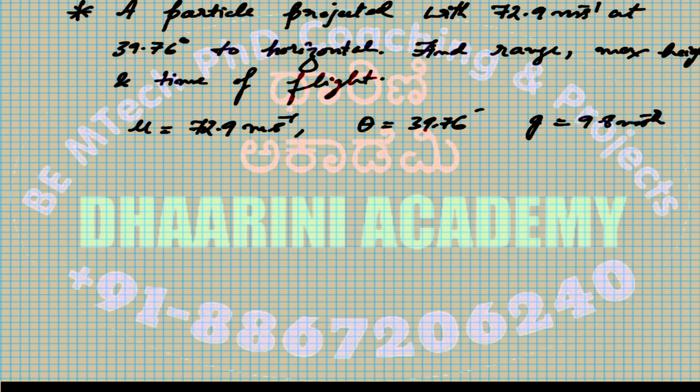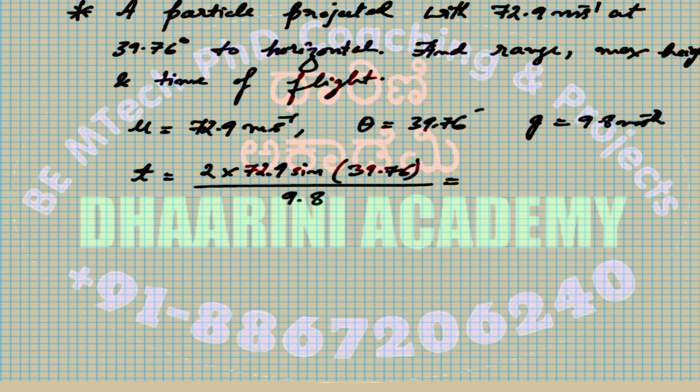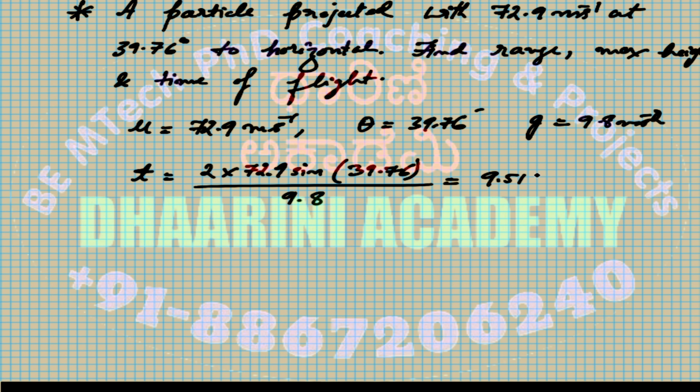So use this and calculate. First you find the time T. T is given by 2 times u, 72.9, into sine of 39.76, divided by 9.8, which is 9.514 seconds.